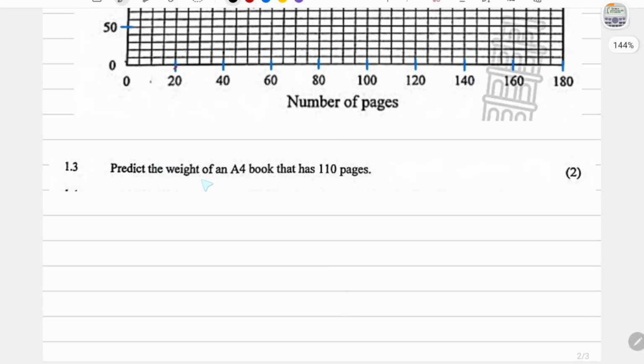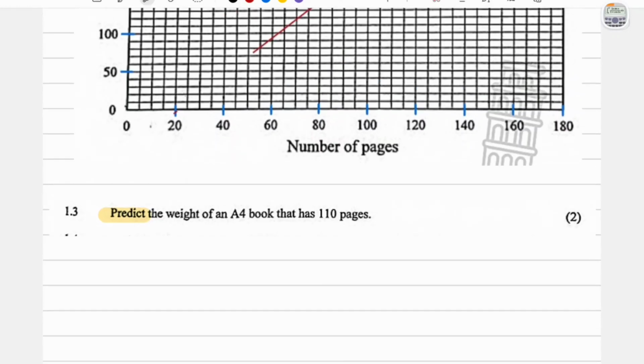1.3 says, predict the weight of an A4 book that has 110 pages. Okay, so let's think about it like this. We already have the line of best fit. We can use that to make predictions, okay? Remember, it's not going to give you an accurate answer.